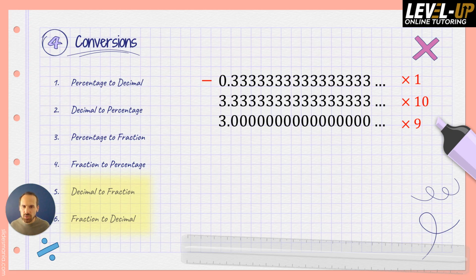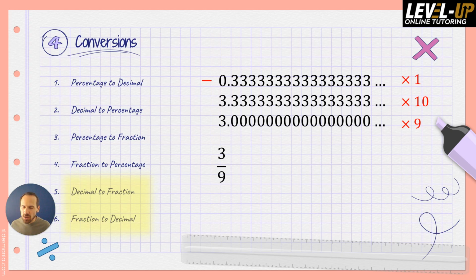Just imagine doing a long subtraction there. They're all going to cancel out, and so you basically just got three. And that three is nine times that number, because if we have 10 times the number minus one lot of the number, it's going to be nine times the number. So our original number is going to be 3 divided by 9.